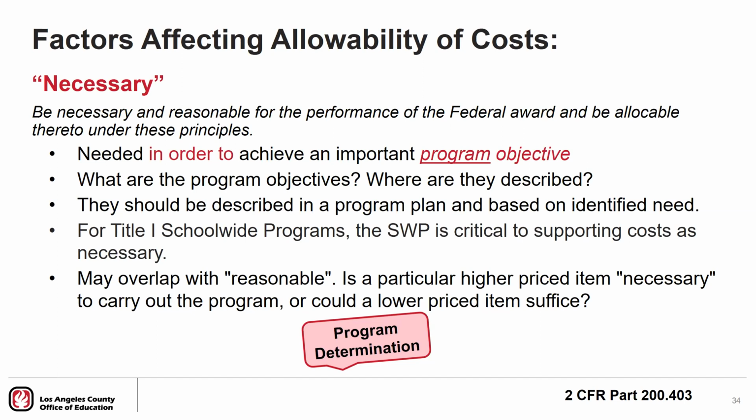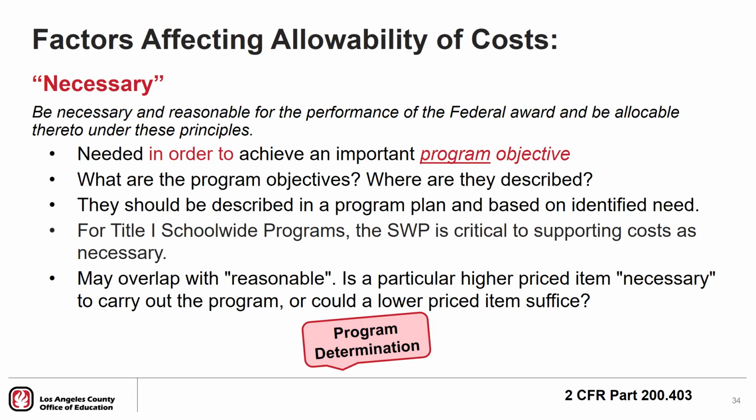You may receive questions such as, can I spend this money for this particular item of cost? For these questions, it's critical to ask why the cost is being considered, and specifically, what program objective does it support, and where are those objectives defined? To determine the cost is necessary, you need to know why and how the items of cost are aligned or connected to achieving the program objective.